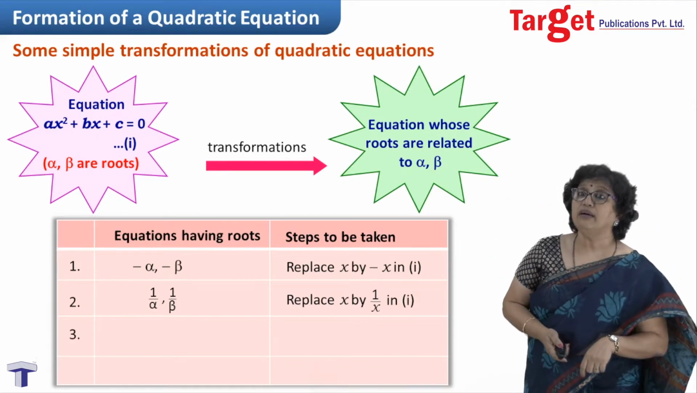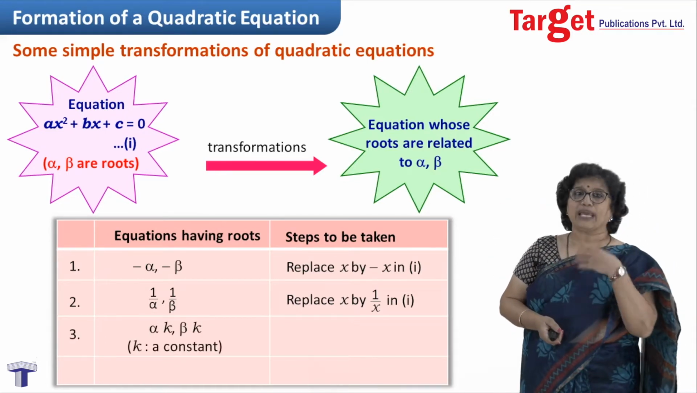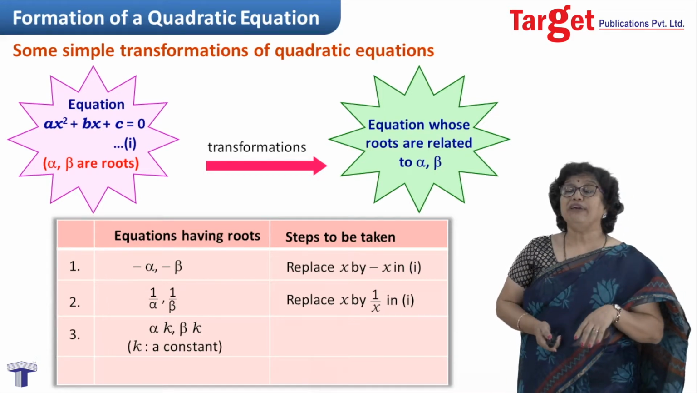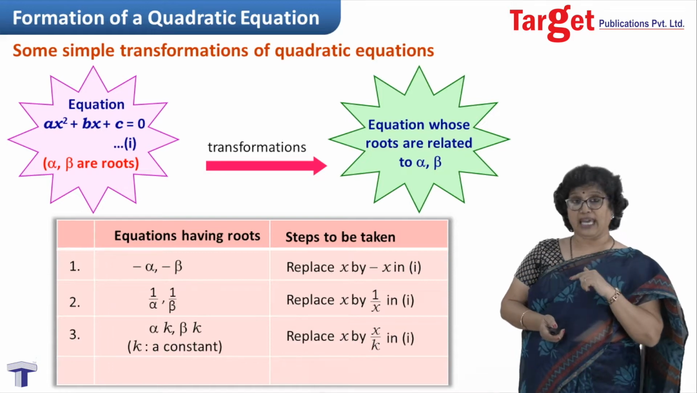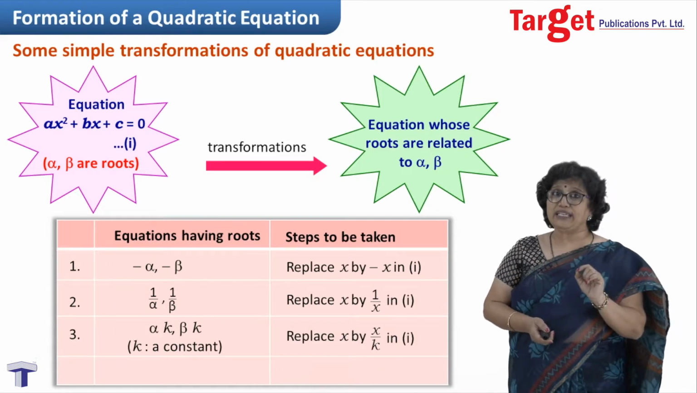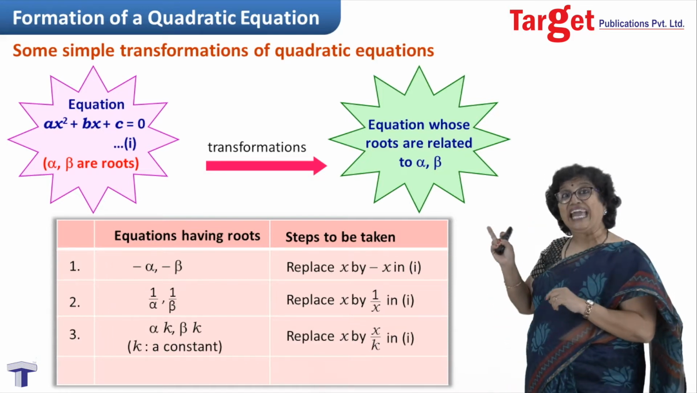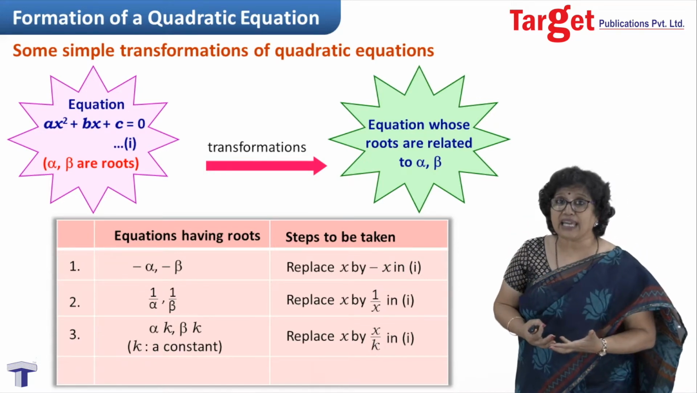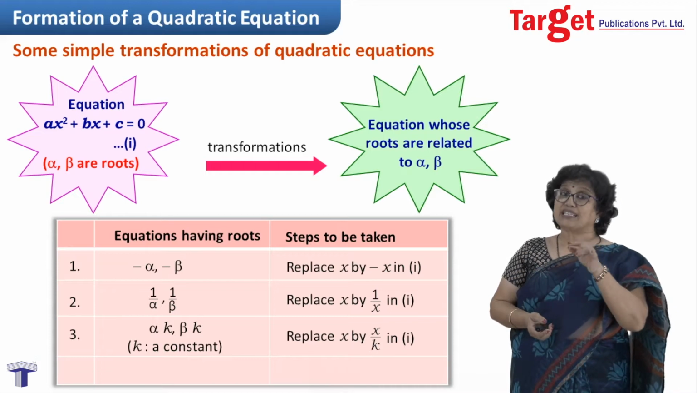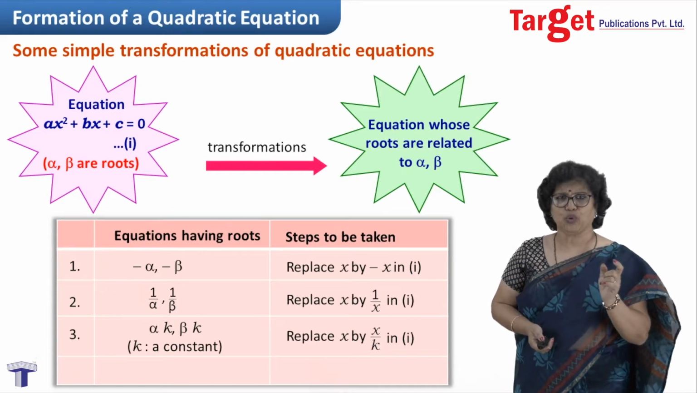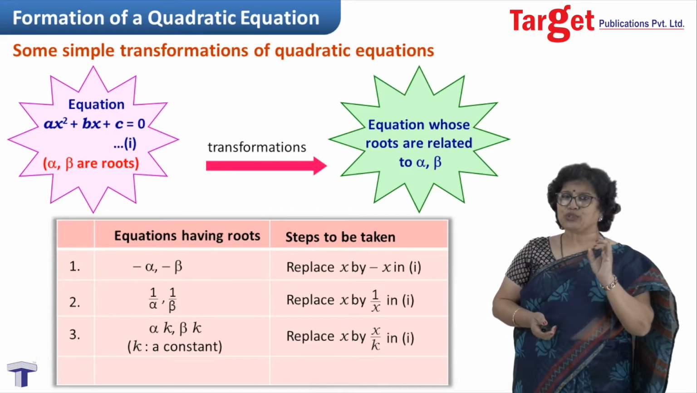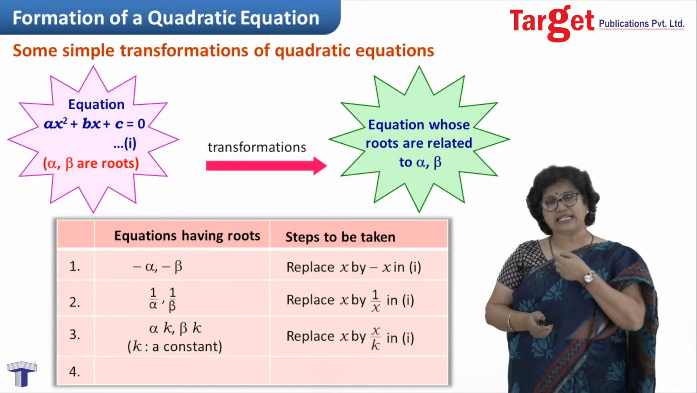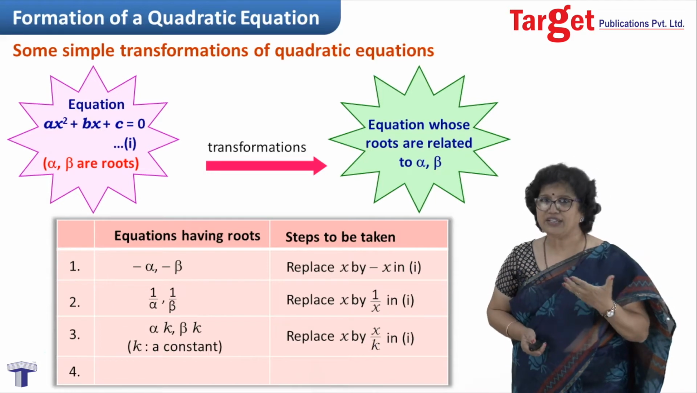If you have k times alpha and k times beta, then what will we have to do? We replace x by x upon k. Now, stretch your mind and understand that we want k times alpha and k times beta, but the transformation we are taking is that we replace x by x upon k. Why do we do so? Just stretch your mind. Within a few seconds, you will get your answer. I'm not explaining here deliberately because there's an extremely simple exercise which you can try on your own.